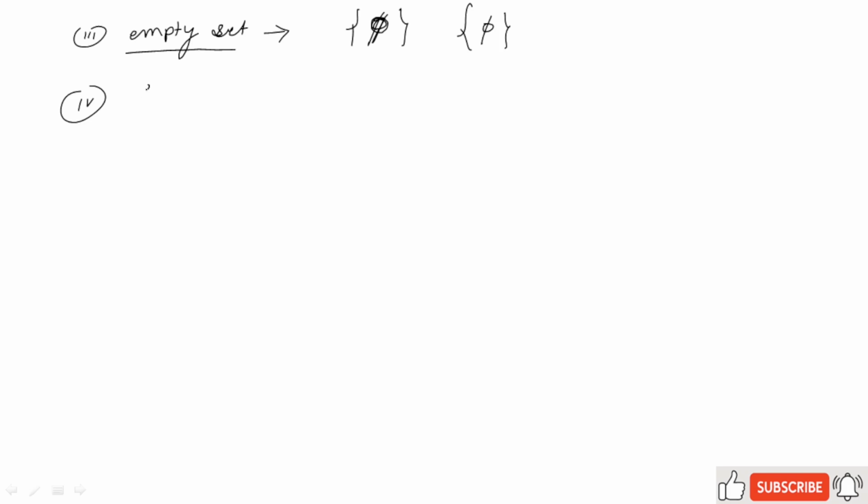And 4 is singleton set. Here there is only one element in the set. Let us take an example, set A, which has the element of letter A. Then this type of set is called a singleton set. That means if a set contains only a single element, then we call that set a singleton set. One thing to note is that an empty set is sometimes also called a null set.